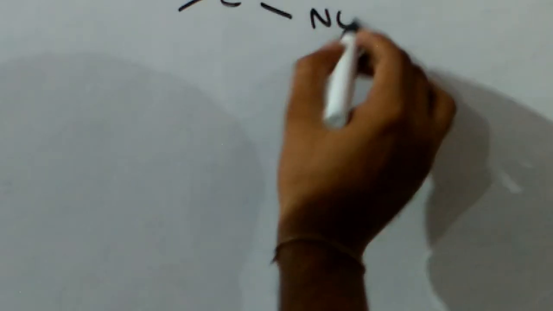The second step is the fast step, and here addition of proton takes place. O negative, Nu plus H positive, so we will get OH and Nu. So during nucleophilic addition, we have to keep in mind that the negative part of the attacking reagent goes to carbon, while the positive part goes to oxygen.